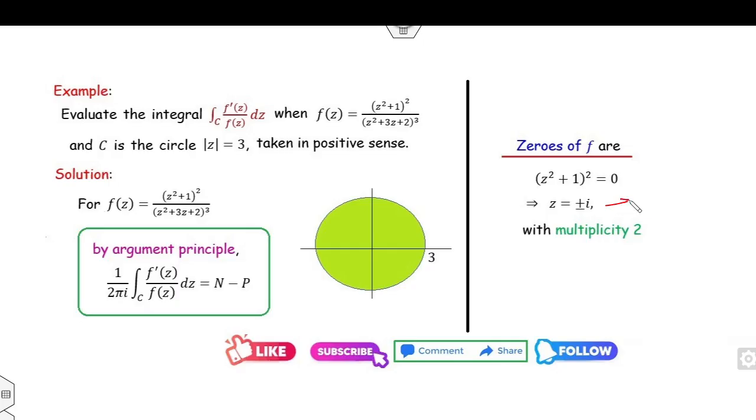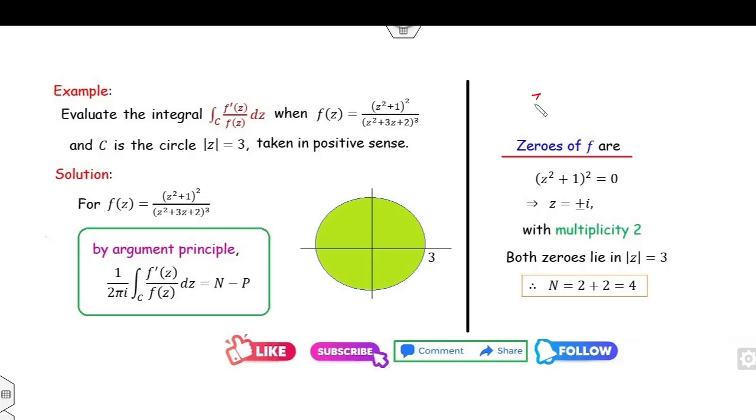Now check whether the zeros lie inside the circle or not. Always remember the argument principle always works inside the circle. Now check whether z equal to iota and z equal to minus iota lie inside the circle or not. So clearly, what is the value of mod of z? It is 1. In this case it is also 1, and it lies inside the circle. Therefore both points lie inside the circle, and the value of N is, so iota is 1, with multiplicity 2. So the answer is 2 plus 2, N is 4.